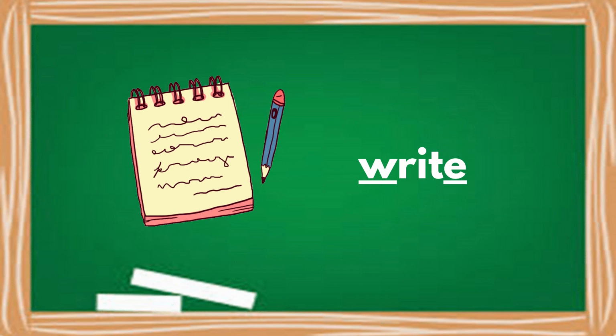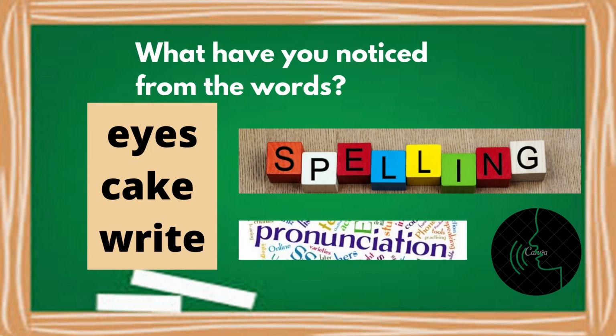Now, from the words that we were able to come up with, what have you noticed? Oh, we have eyes, cake, and right. Did you notice something from their spelling? How were they pronounced, or how were they read? Did you notice something about it? Eyes, cake, right. Are all the letters in the word being read?